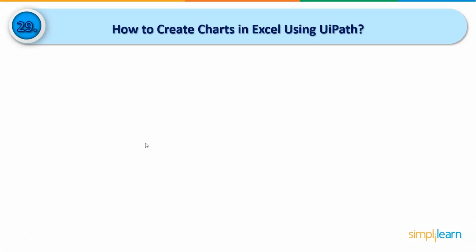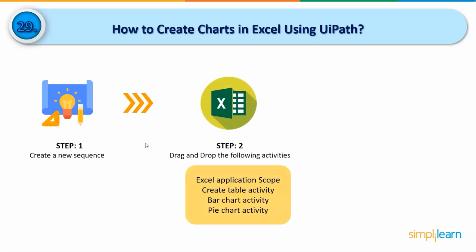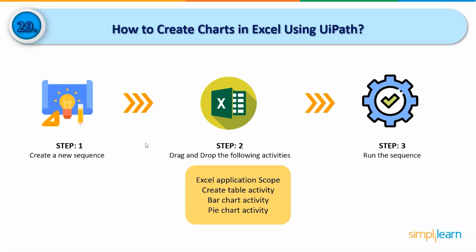How to create a chart in Excel. Step 1. Create a new sequence. Go to the UiPath Studio and create a new sequence, and then drag and drop the following activities. To create a chart, we need to use Excel application scope, create table activity, and bar chart and pie chart activity, depending on which type of chart you want to create. Then at last, after completing, run the sequence. We will see a demo of this in the UiPath Studio.